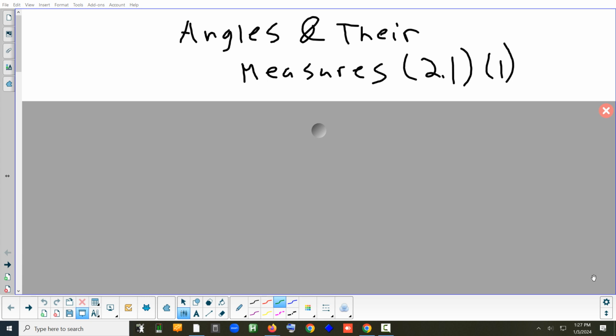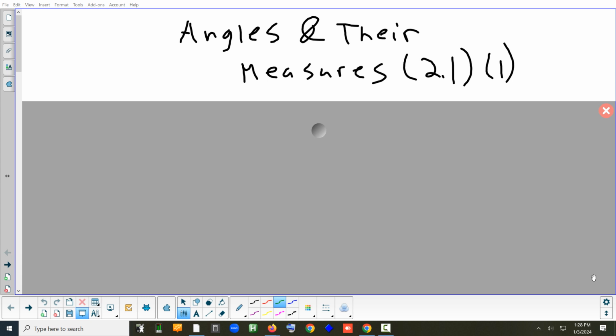All right, so we're going to start looking at chapter 2, the first section, 2.1, and it's on angles and how we measure them. So two different ways that we can measure angles in trig, or the units we use. Degrees is one of them. Does anyone know the other unit you can use to measure angles besides degrees?